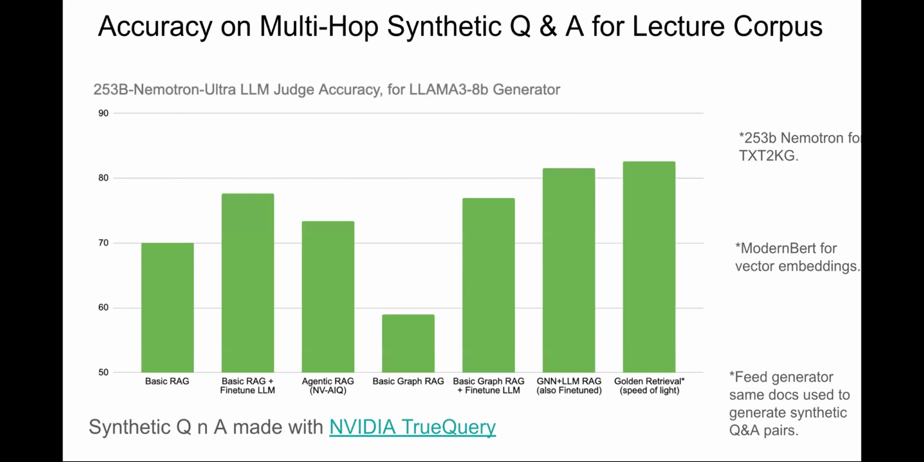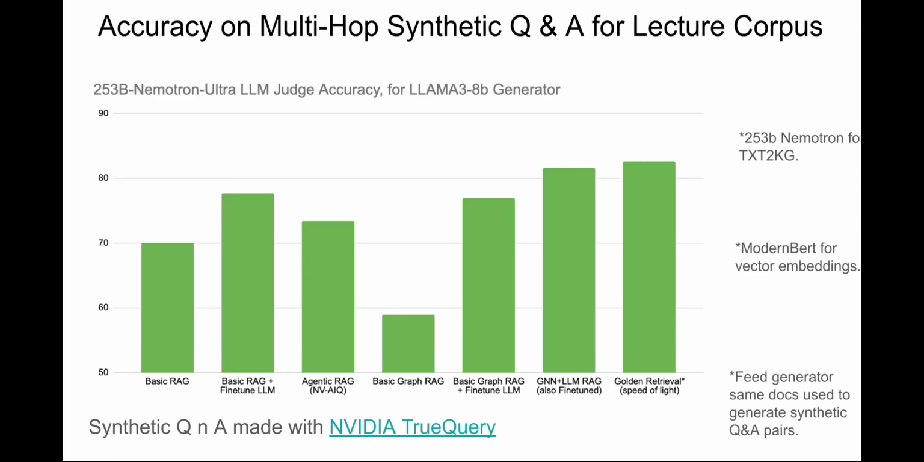In this experiment, we measure the accuracy of a Llama 3 8B generator by using a much smarter 253B reasoning model as an LLM judge. The question-answer pairs for this test were generated synthetically to use multiple chunks of text for each question. We consider the speed of light to be when we feed the generator with the exact context that was used to generate the question-answer pairs. This is what we would consider perfect retrieval.